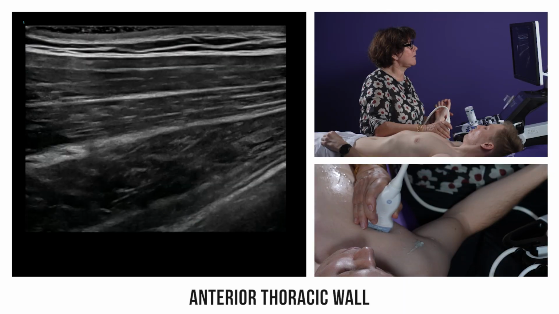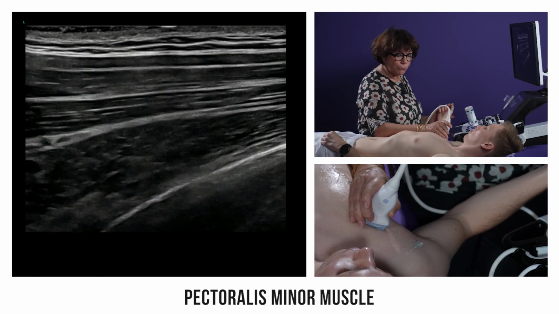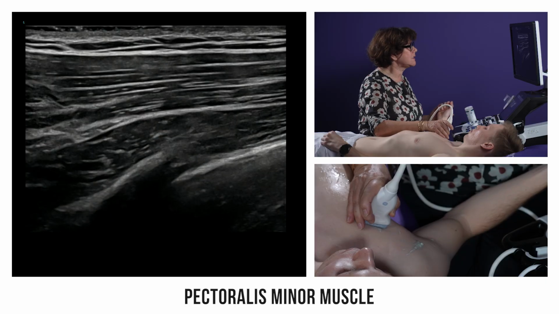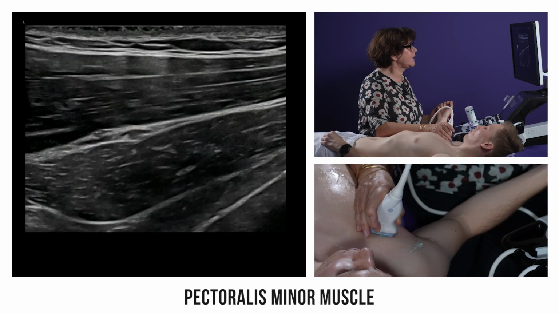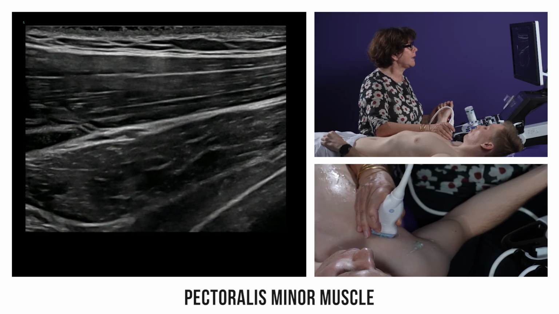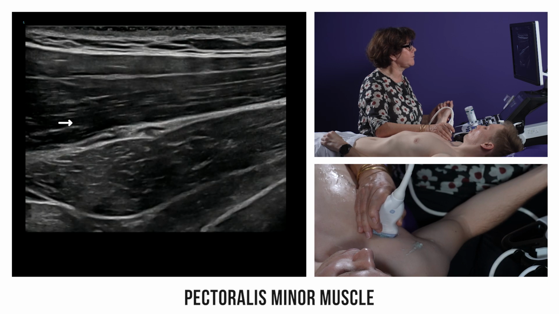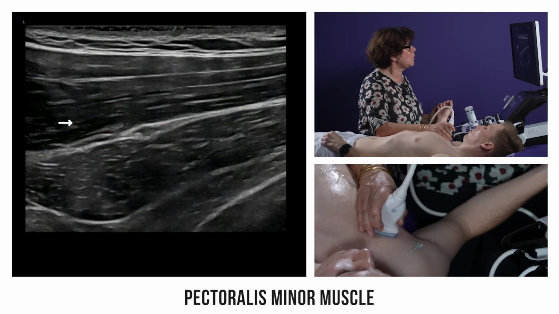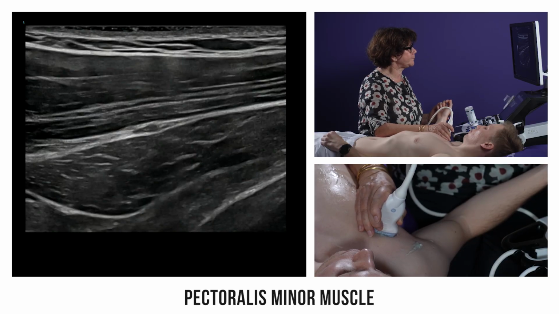Now let's continue with the next layer, the pectoralis minor. With the probe placed axially above the nipple, we see the pectoralis major on the surface and the pectoralis minor underneath. Already visible is a small neurovascular bundle perforating the pectoralis major and clearly visible between the two muscles. It corresponds to the pectoral nerve, innervating them both.